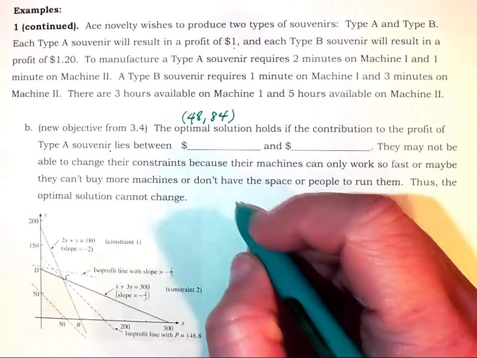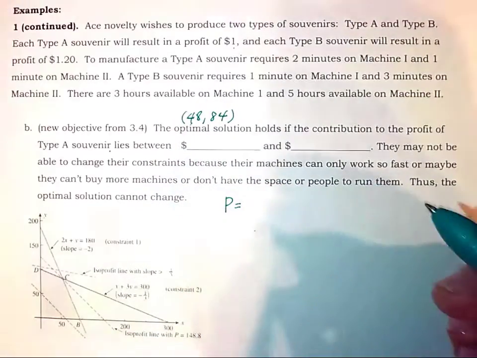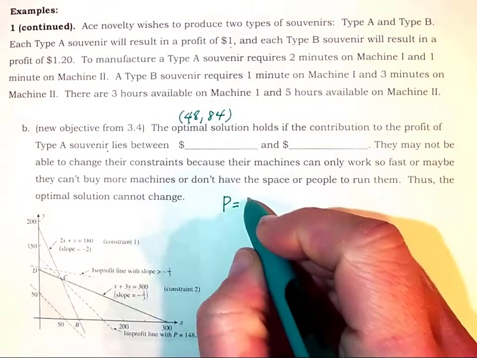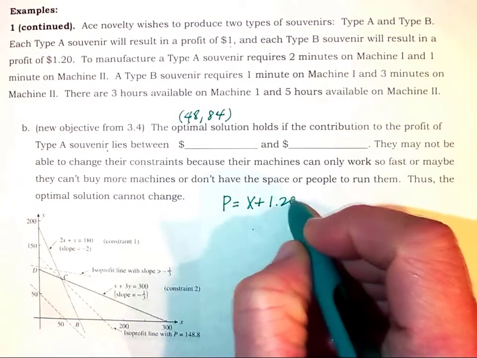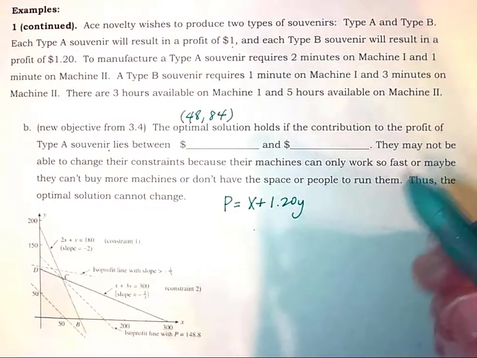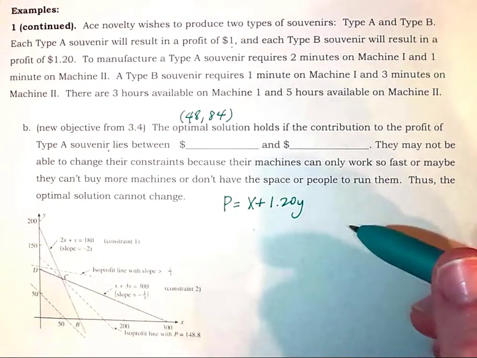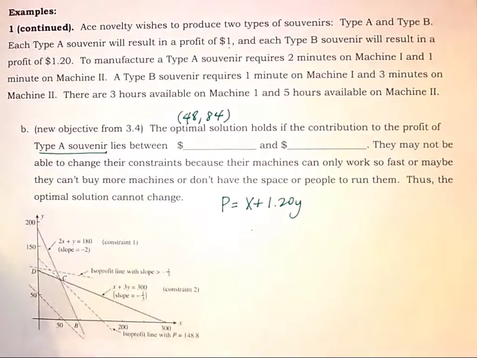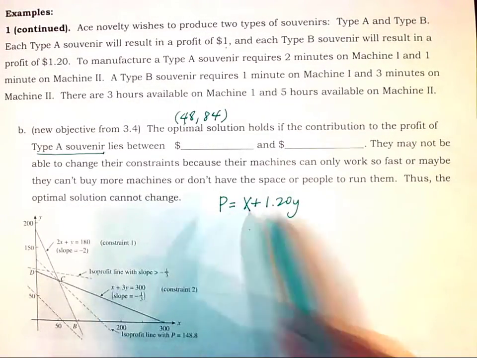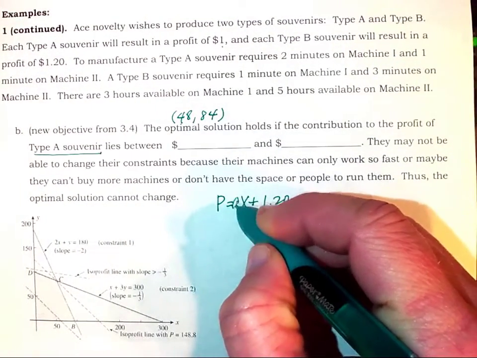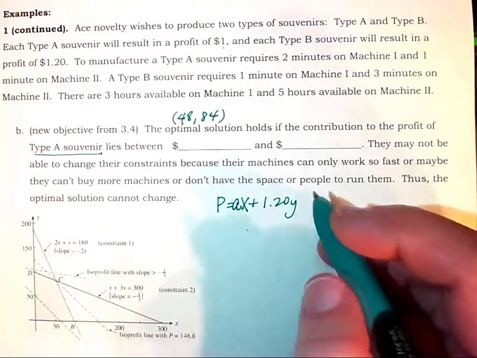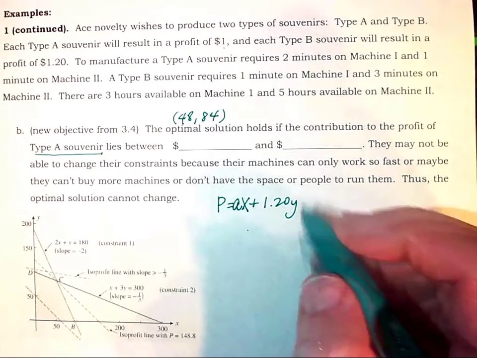So we're going to take the P function, so this is from the previous page. And we have that P is equal to 1x plus 1.20y. Now, if we're interested in looking at the slope, what's in front of x, because, not just because it's the slope, but because we're focusing on type A souvenirs and x represented the type A's, we want to look at that coefficient in front of the x's. So that's how we're going to be looking at our comparisons of these slopes per se.